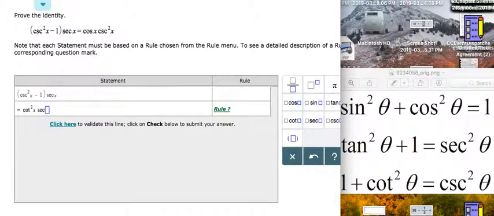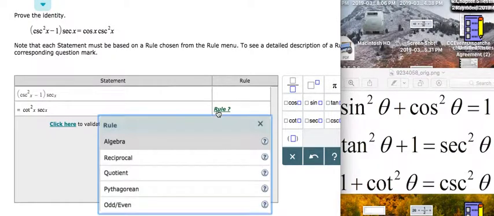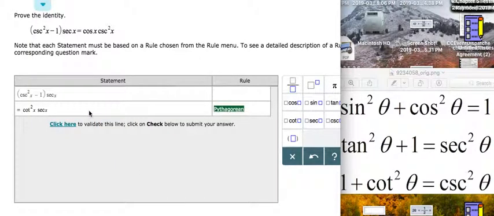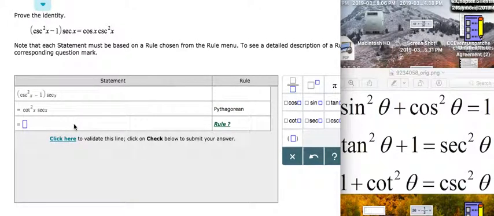Then we still have secant x over here. So the rule behind that is a Pythagorean identity. The Pythagorean identities are the ones where you're dealing with squared variables, with squared trig functions. So validate. I don't know if it actually checks it. Oh, whoops. Yeah, I got that right. Cotangent. So hit validate, go on to the next step. Let's see what else we can do.